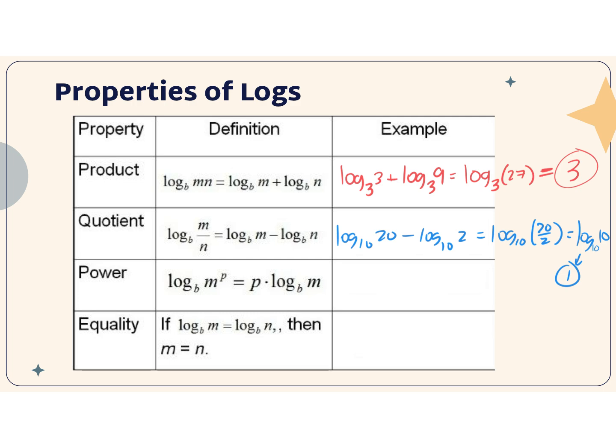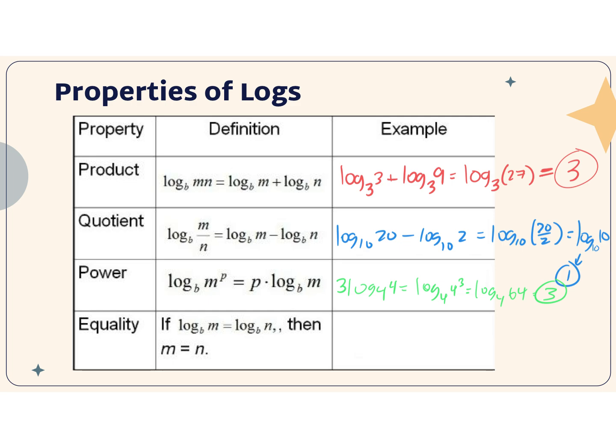Next up, with the power property, what the power property says is if I have log base b of m raised to the p power, that's the same thing as p times log base b of m. So my example I'm going to do is 3 times the log base 4 of 4 equals, well, this is kind of like the same thing as log base 4 of 4 raised to the third power. And I know 4 to the third power is 64. And I also know that log base 4 of 64 is 3. So this is another example of the power property.